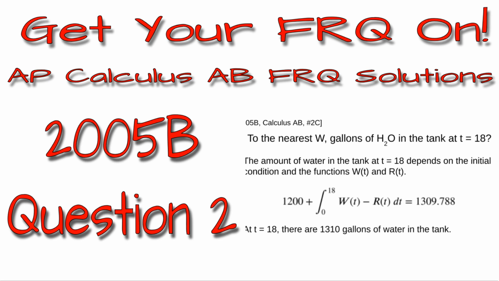This question is from 2005, Form B, Question 2, and it is calculator active. In the question stem, we've got a water tank that holds 1,200 gallons of water at time t equals 0. And then we have two functions, one that gives us the rate at which water is being pumped into the tank, and a second function that tells us how quickly water is being removed from the tank.